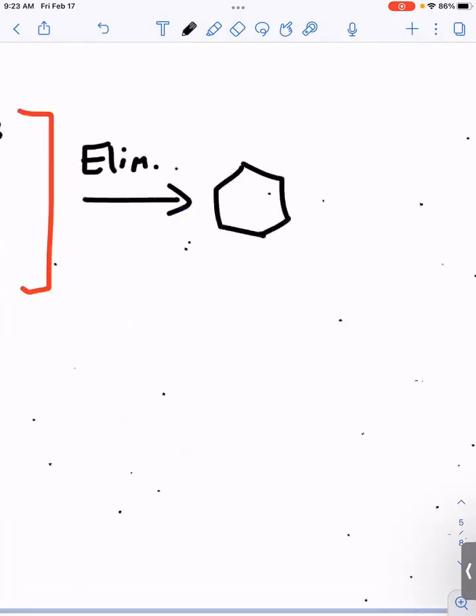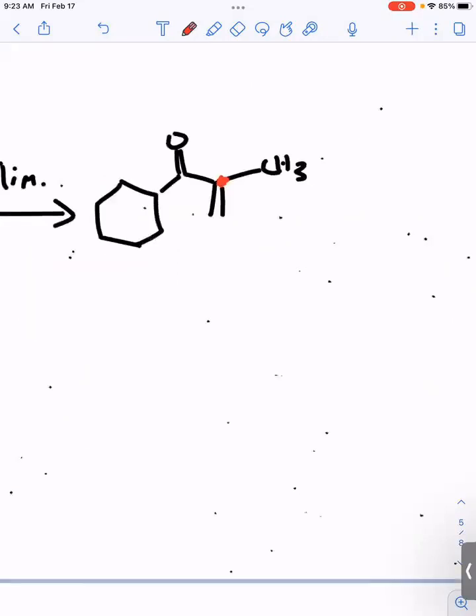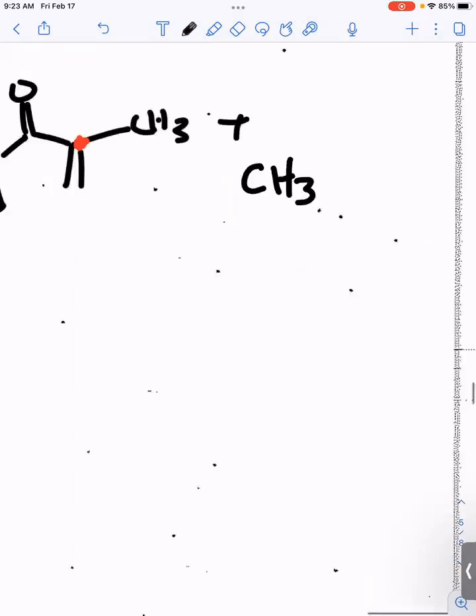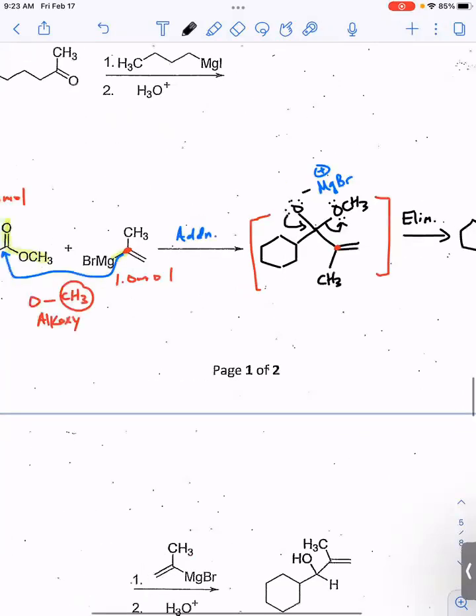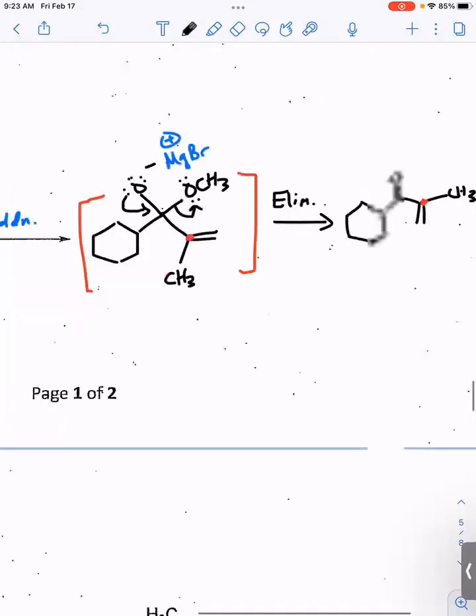And I'll zoom back out so you'll have a chance to write it. I'm still going to mark this carbon, plus that. So that first ester addition with 1 mole of that Grignard, I'm going to get the same tetrahedral intermediate, and then from that intermediate, it's going to eliminate, and then I'll get the ketone.